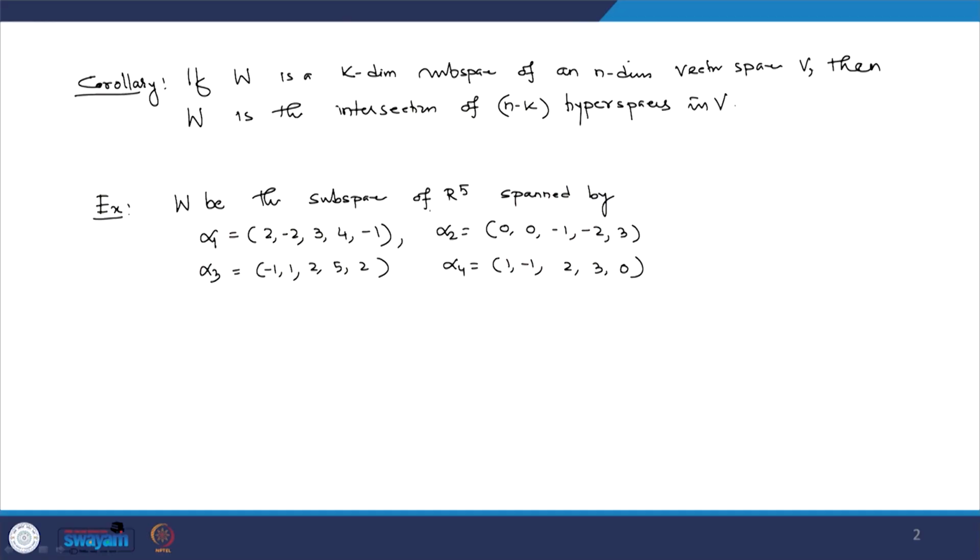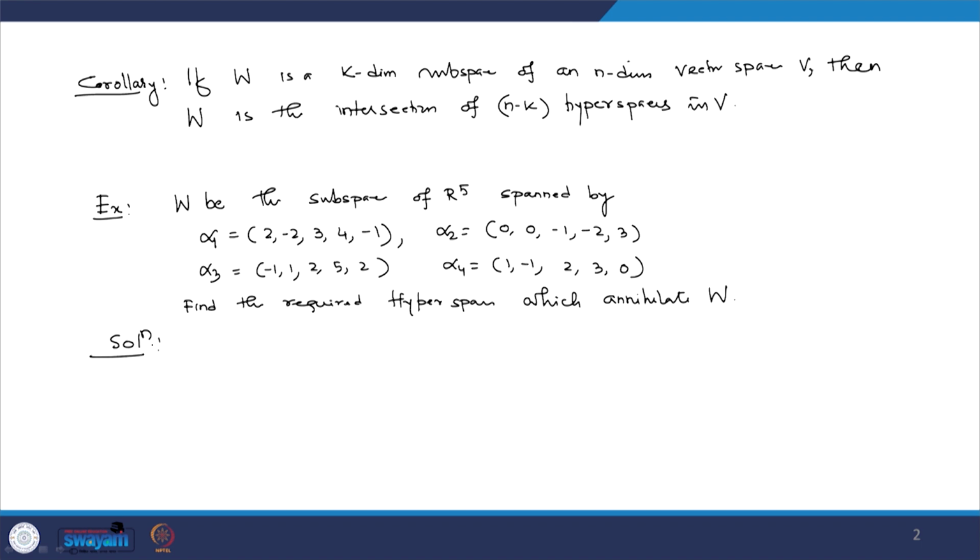So, let W be the subspace of R5 spanned by alpha 1, alpha 2, alpha 3, alpha 4. Find the required hyperspaces which annihilate W. That is the question. So, let me go to the solution.